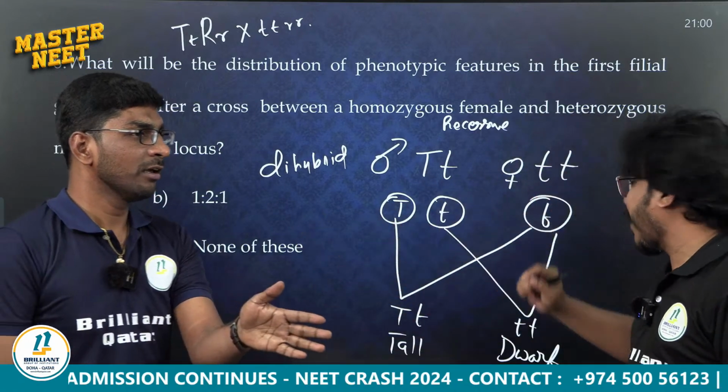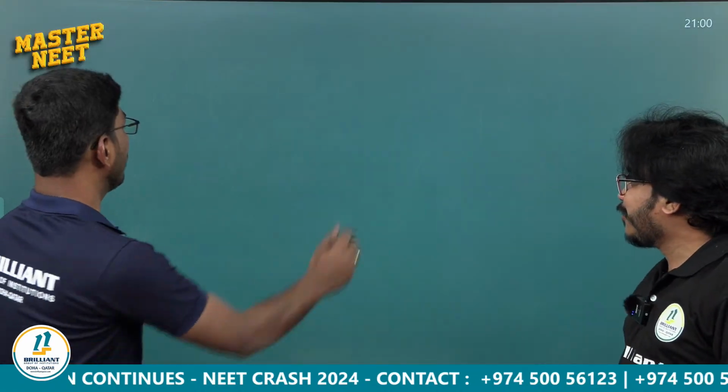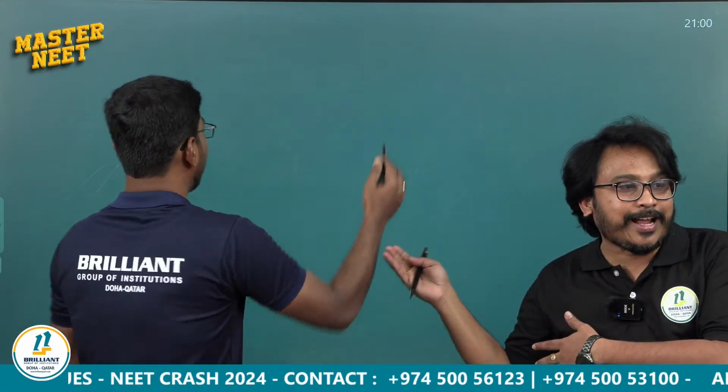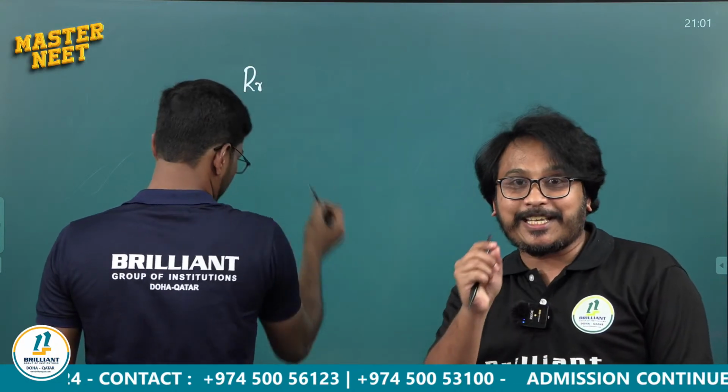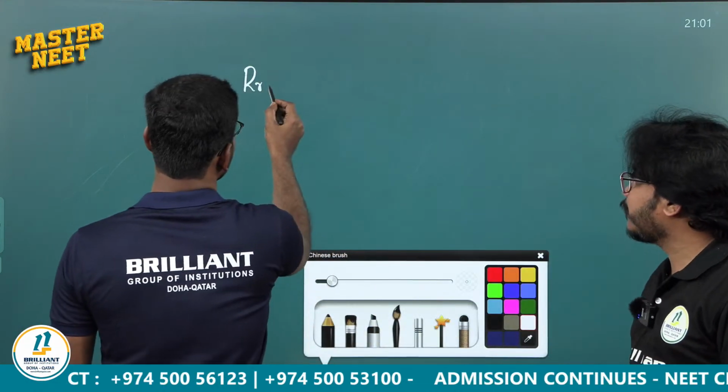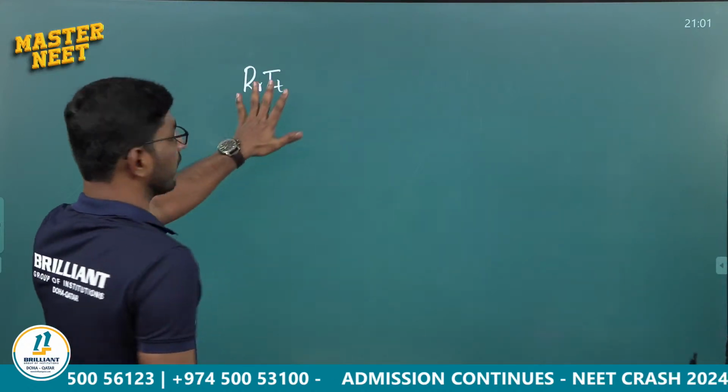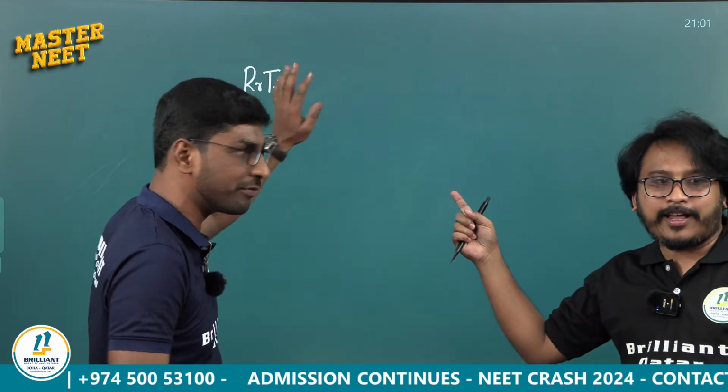Sir, please show that dihybrid test cross also. Okay, look here. All of you look, I am showing the dihybrid test cross, crossing the F1 with the recessive parent. Capital R, small r, capital T, small t. This I am taking. Okay, this is F1, right? These are the F1.